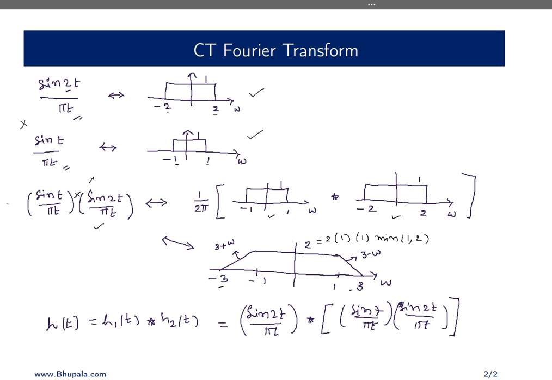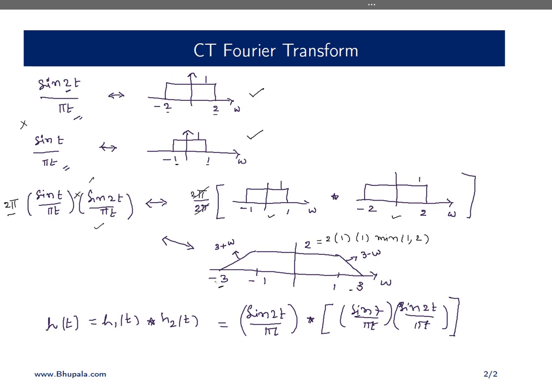Clearly this simplifies to 2. And before we go to the next one, if you multiply the time domain signal here with 2 pi, then in the Fourier domain also you have to multiply with 2 pi, and hence these two will get cancelled. Finally, 2 pi times sin t by pi t multiplied with sin 2t by pi t will have this as the Fourier transform.